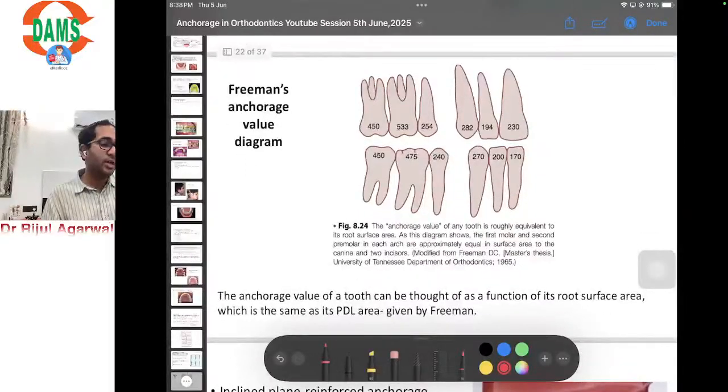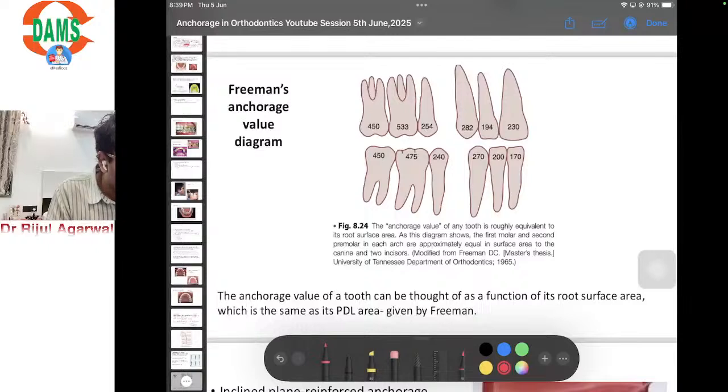Next is this Freeman's anchorage value diagram, a very important diagram. It was recently asked in your November INI exam last year, 2024 only, in which they gave you these values. You need to determine which will be the most desirable anchorage unit, or a somewhat similar kind of question. So you don't need to remember all of these anchorage values. These are based on the root surface area or the periodontal surface area given by Freeman.